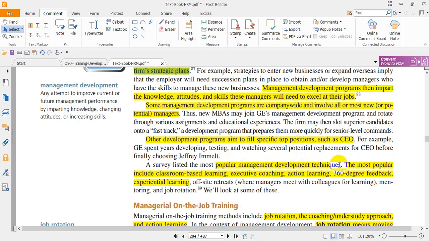The most popular management development techniques include classroom-based learning, executive coaching, action learning, 360-degree feedback, and other techniques. These are the techniques that we use in the management development process. Here we will look at some of these techniques.